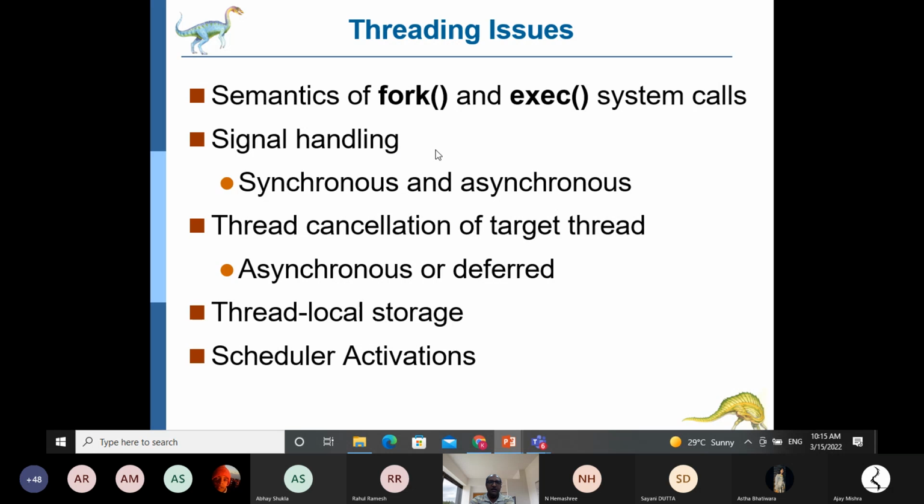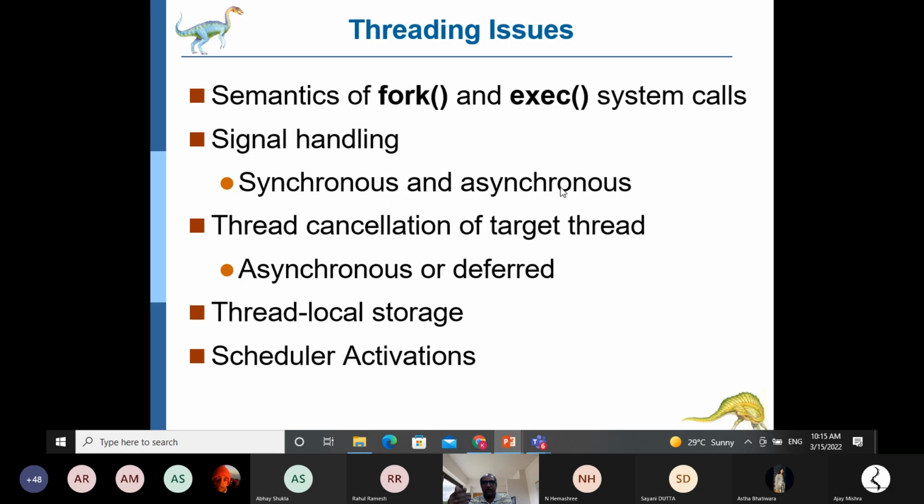Similarly, signal handling means that when the process is executing, that is, the sequence of instructions is executing, some signal may arrive. That means some event occurs, maybe an erroneous event, when the program is executing and runs into some erroneous result or error. It is informed through an event. Whenever an event occurs during the execution of a program, it is known as a signal.